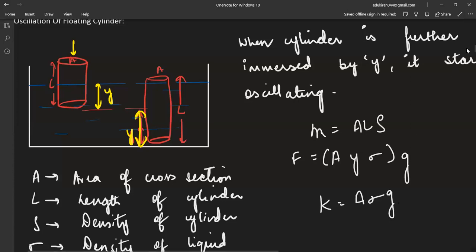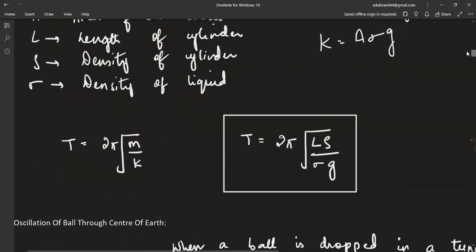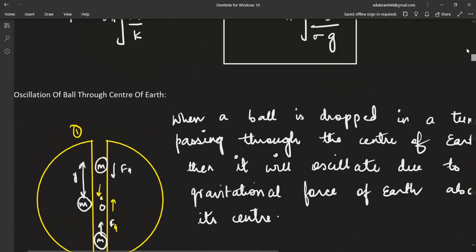Now, when you substitute it in the formula, you have T is equal to 2 pi under root M by K. Formula will be T is equal to 2 pi under root L rho by sigma g. Same thing, you've just substituted this value. Write this as well.